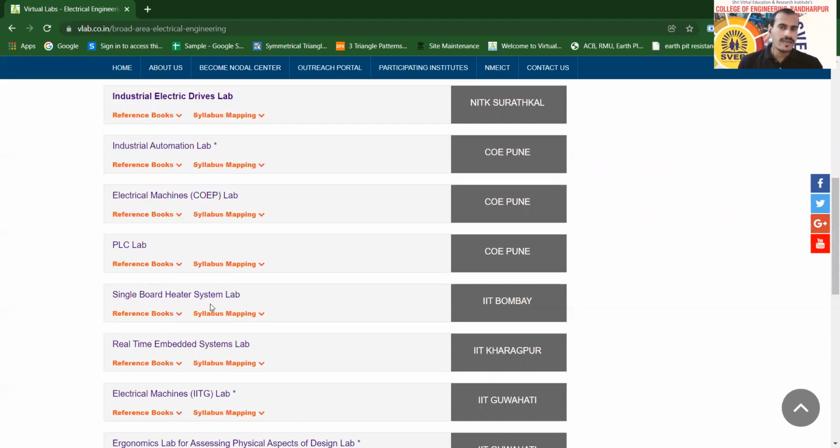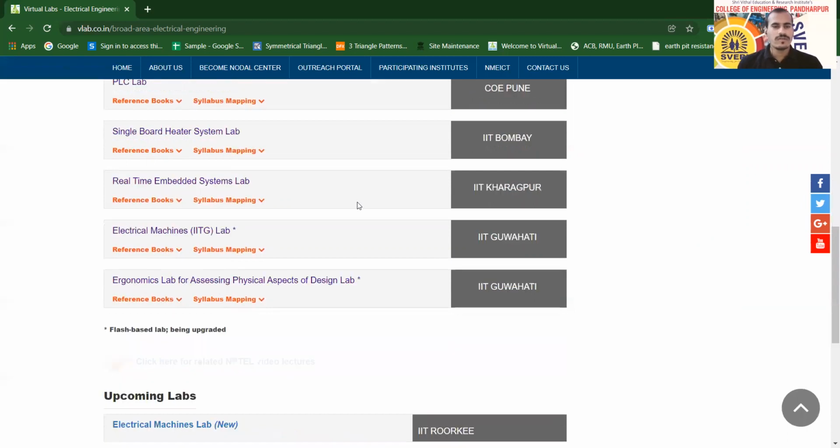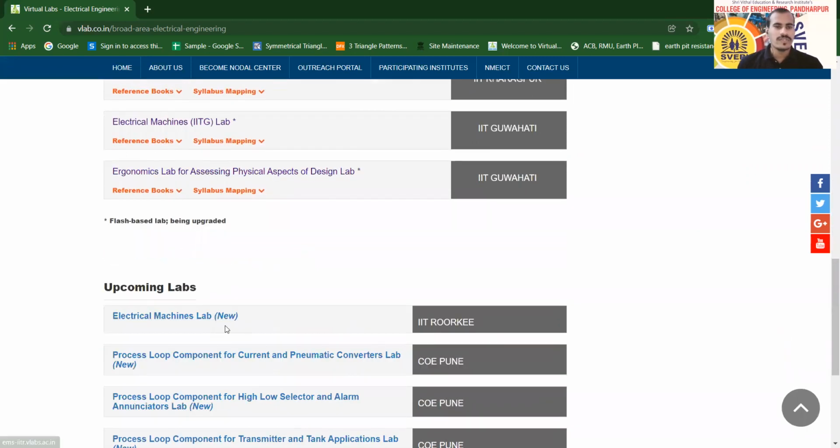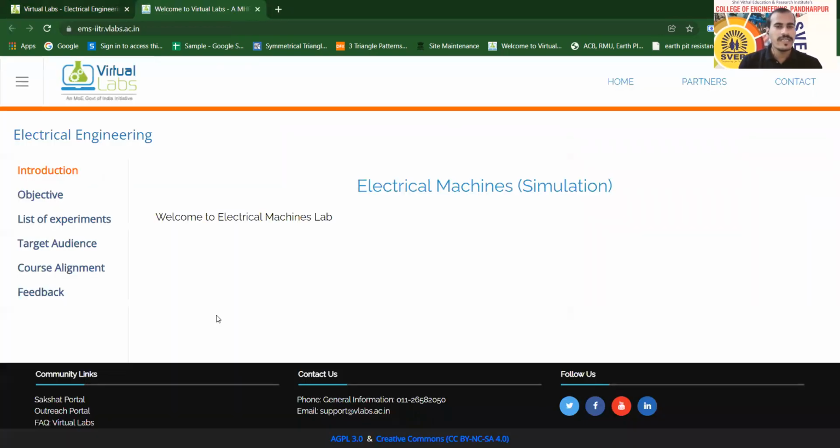Institutions like IIT Bombay, COEP Pune, IIT Kharagpur and IIT Roorkee have developed virtual labs. Here we'll go with the electrical machines lab, which was recently developed by IIT Roorkee. We click on it and it redirects us to a new page for the electrical machine simulation. The first practical was about the familiarization of the various electrical equipment used for practical purposes.